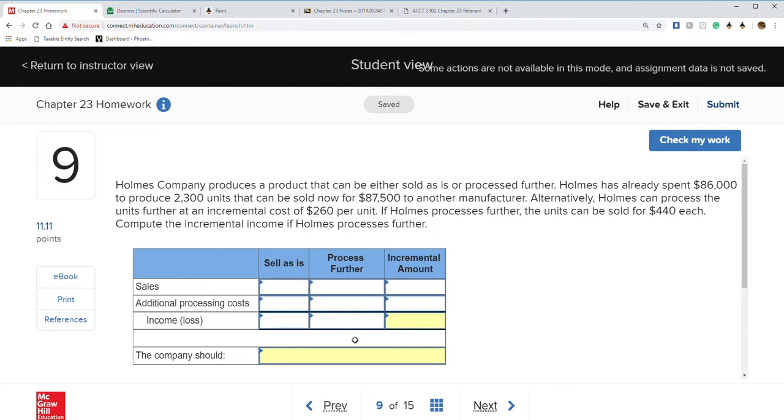Alternatively, Holmes can process the units further at an incremental cost of $260 per unit. If Holmes processes further, the units can be sold for $440 each. Compute the incremental income if Holmes processes further. Okay, so sell it as is. Well, we've already spent $86,000. We don't care. So $87,500 is our sell. Again, income is $87,500.